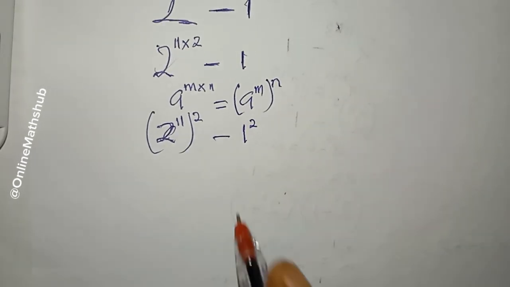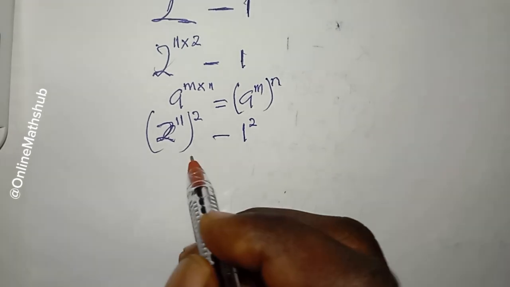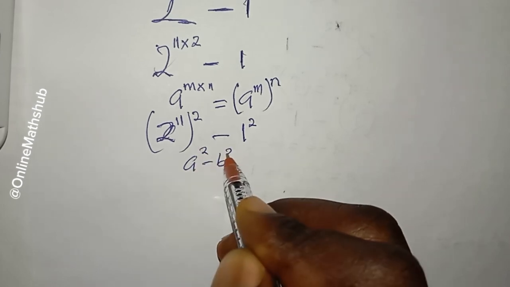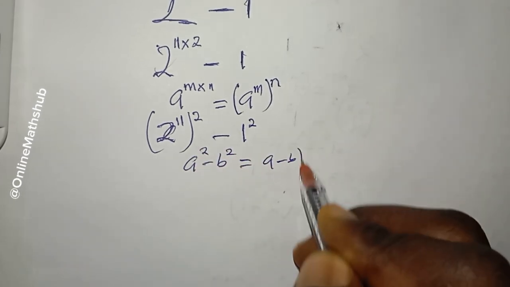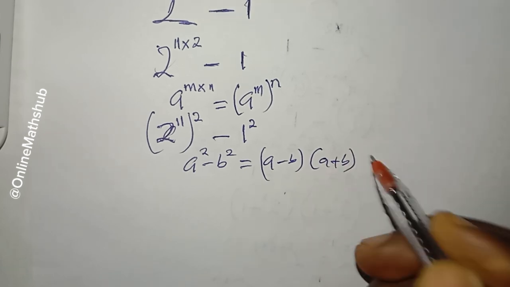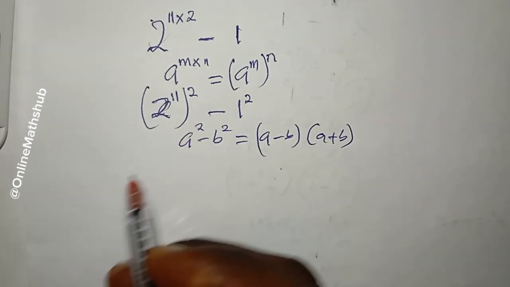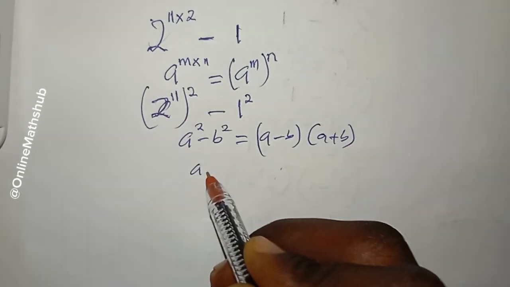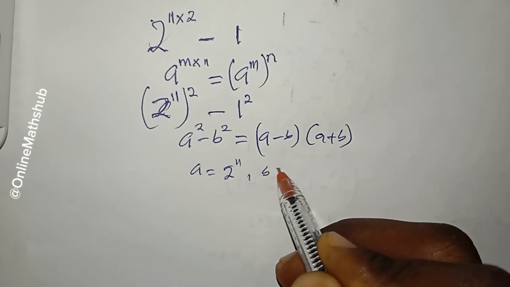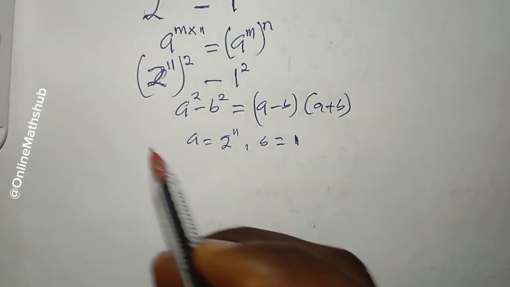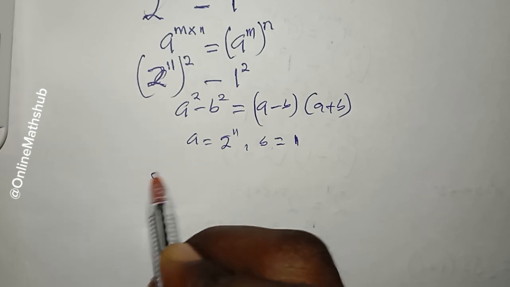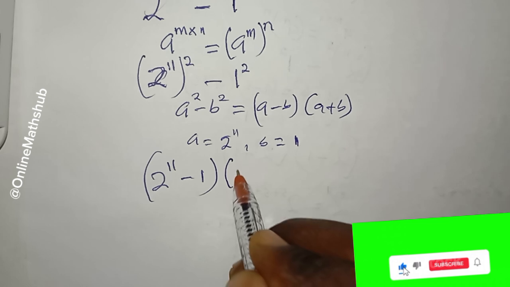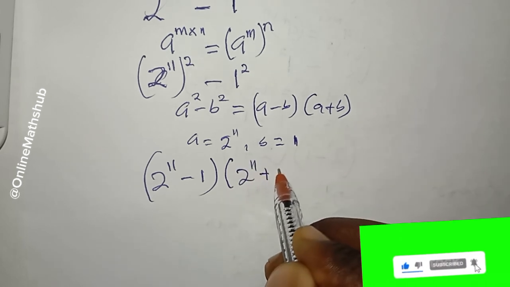Obviously you can see that we've got a difference of 2 squares. How do we expand a difference of 2 squares? If you have a squared minus b squared, you can expand this as a minus b multiplied by a plus b. This is what I'm going to be using. In this case, our a is equal to 2 power 11 and our b is equal to 1. So applying this expansion, we have 2 power 11 minus 1, multiplied by 2 power 11 plus 1.